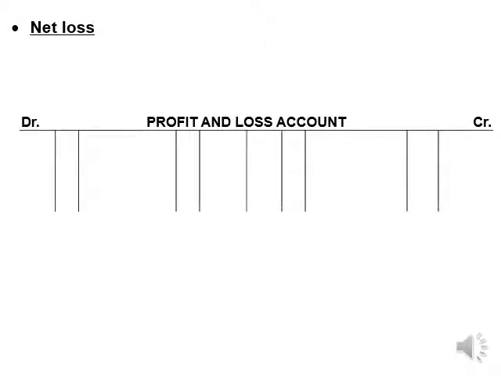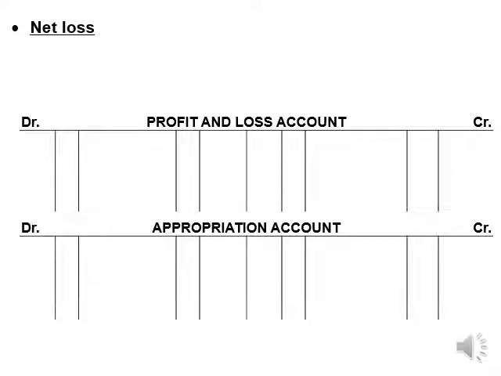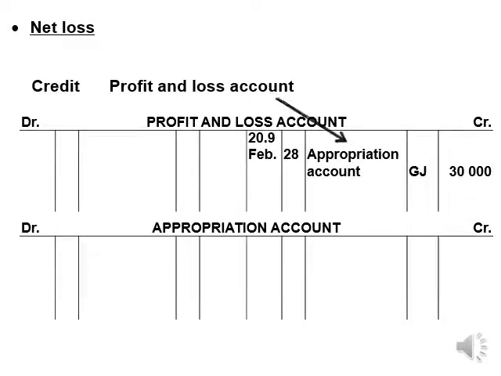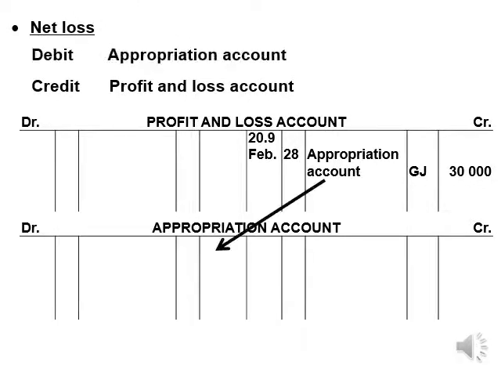Now, if we have made a loss, that means our expenses were more than our income, and our missing amount on the profit and loss account is on the credit side. So that means to transfer that, we need to credit the profit and loss account, and we will debit the appropriation account. In the same way that the partners will share the profit, they will also share the loss. But a loss will always be on the debit side of the appropriation account.